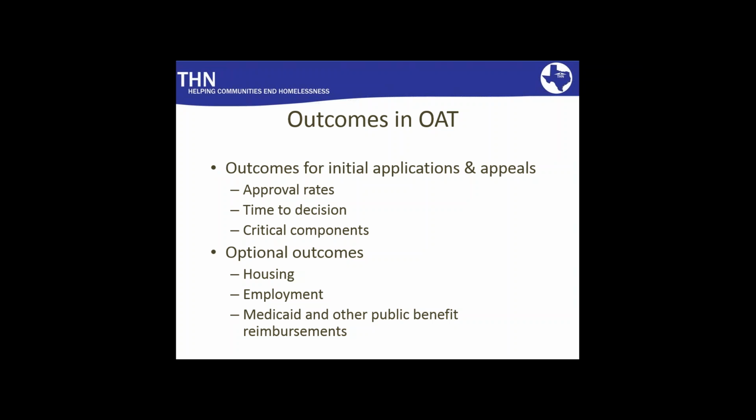The first two pieces, the approval rate and the time to decision, are crucial for us as a state of Texas to be able to pull up that information, look at our rates, and also look at time to decision. That's how we really can determine what areas are doing very well with this practice. And then the critical components follow, and that can be very helpful as well. And then there are other optional outcomes around housing and employment, and then Medicaid and other public benefit reimbursements that your client might be getting. All that information is optional to enter in and can just help us track what benefits a client is receiving.